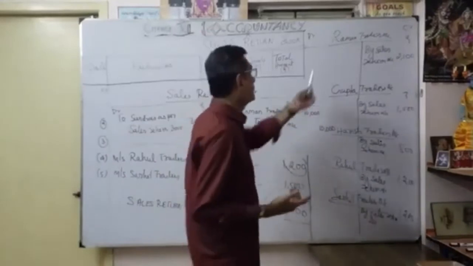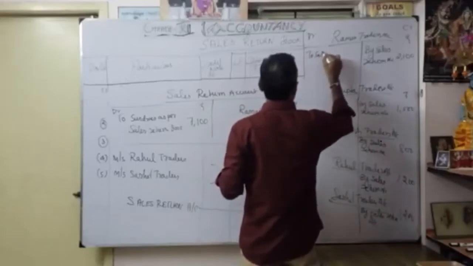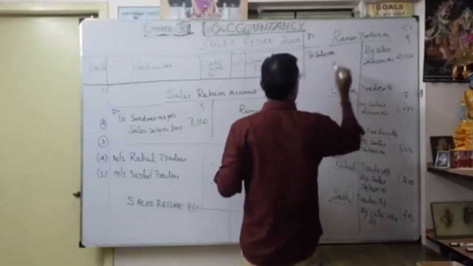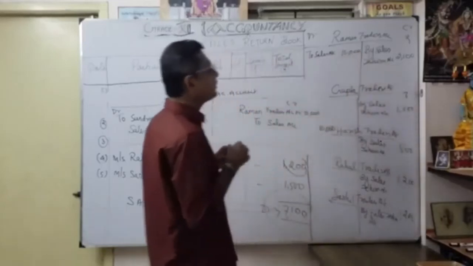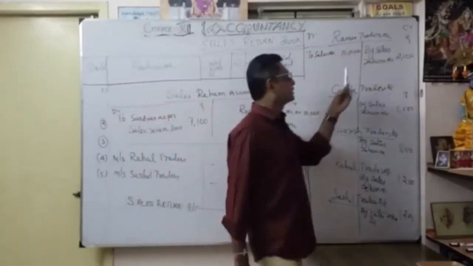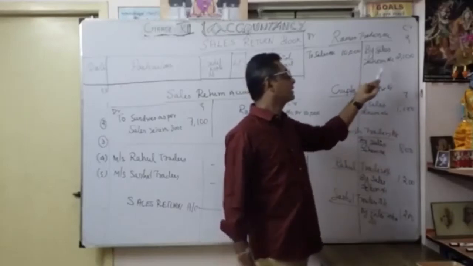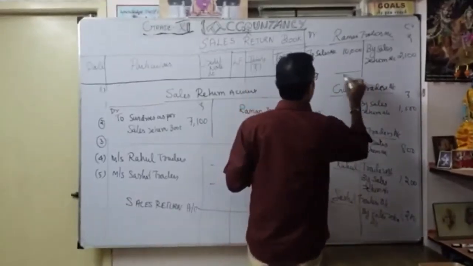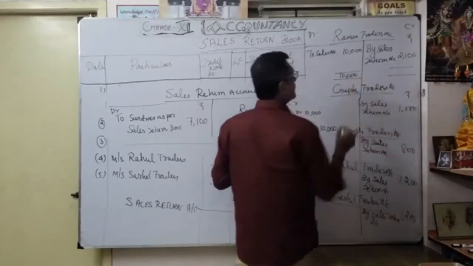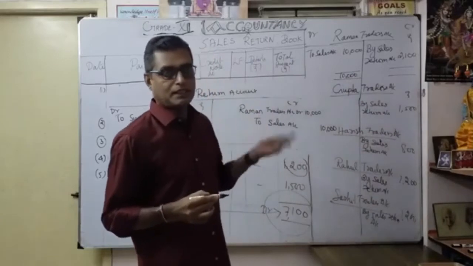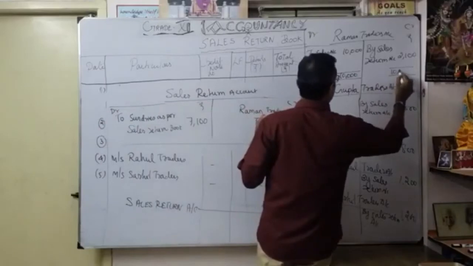How to enter? Simple. Already in the Raman Traders account I am going to write, to sales account, how much? 10,000. Okay. Then between, Raman Traders returned some water purifiers, so you want to record it now through the sales return book. Only then do you know the balance at the end of the month, and the exact balance Raman Traders has to pay us. How do you know? You credit them and debit our sales return account.